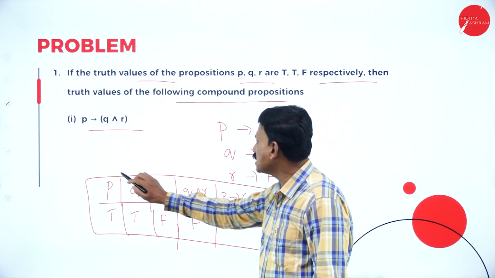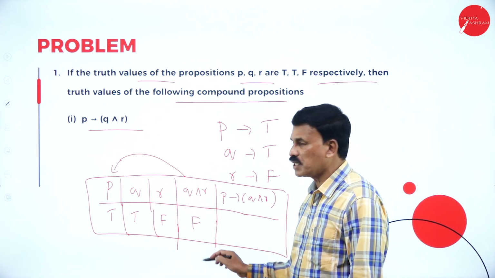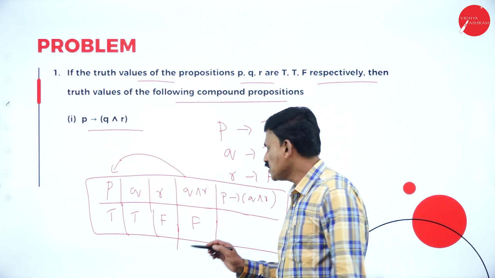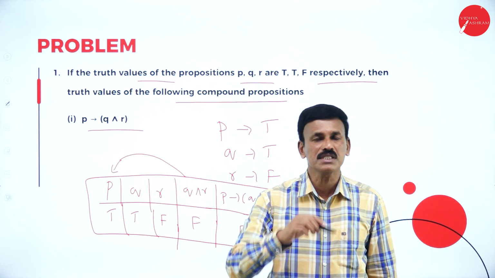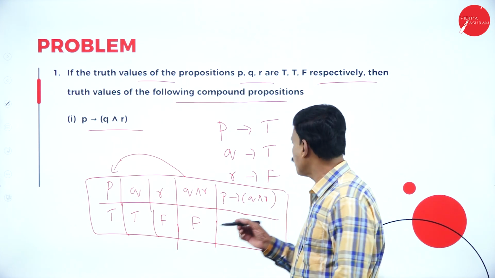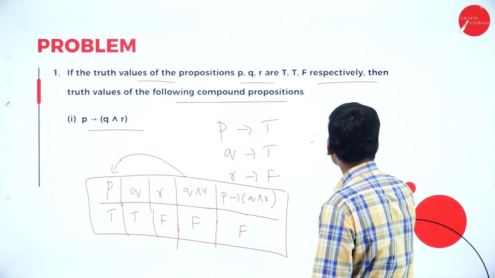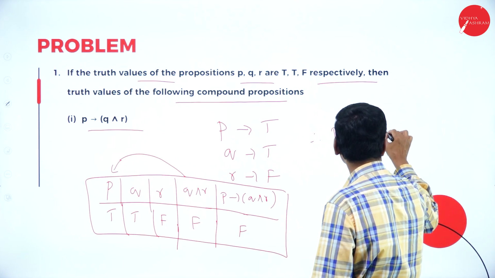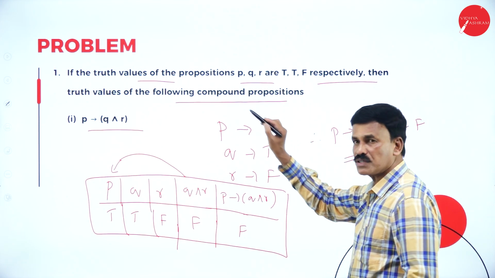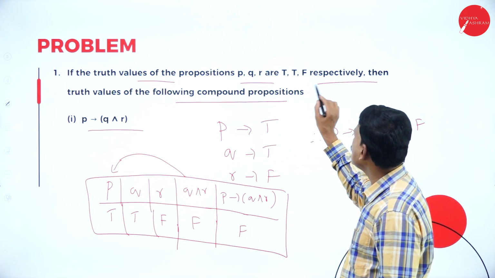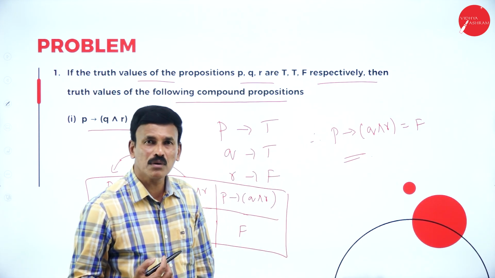Again, write down the conditional statement for these two. Conditional statement for true and F. True and F is always F. So you know the conditional statement, true and false is false. In remaining cases it is true. Therefore the compound proposition P conditional to Q conjunction R is false for the given truth values T, T and F. Hope you followed. Now let us come to the next problem.